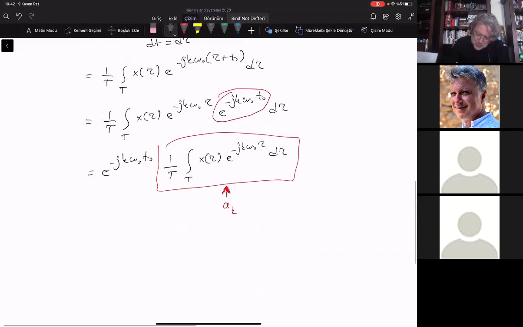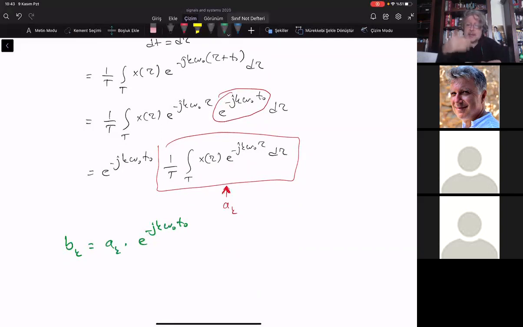So, in short, I come up with this final result. bk is equal to ak times e to the minus jk omega 0 t0. So if you shift the signal by t0, then it means you are multiplying the Fourier series coefficient by e to the minus jk omega 0 t0. Okay, it's like multiplying with a complex exponential. So this is one property that you have to remember or take into account.